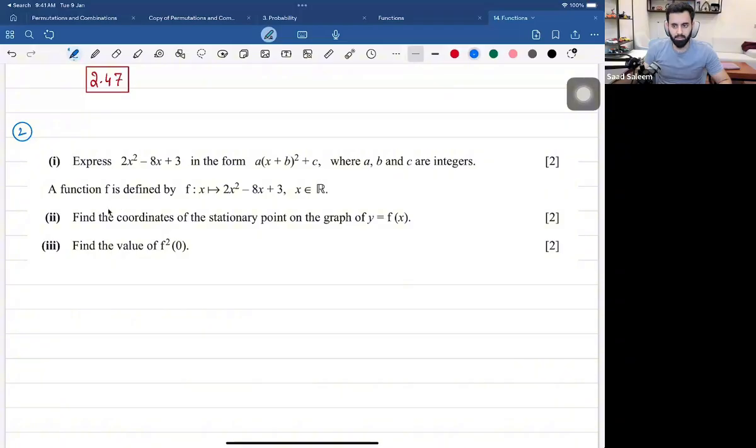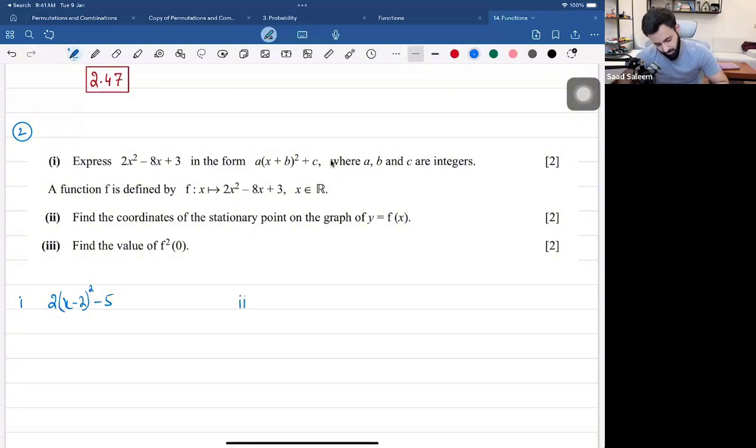Yes, Farad, you've raised your hand. It's 2 into x minus 2, the whole thing square, minus 5. Yeah, that's correct. So the answer to part 1 is 2 times x minus 2, the whole thing squared, minus 5. Good job, fellas. Now do part 2.